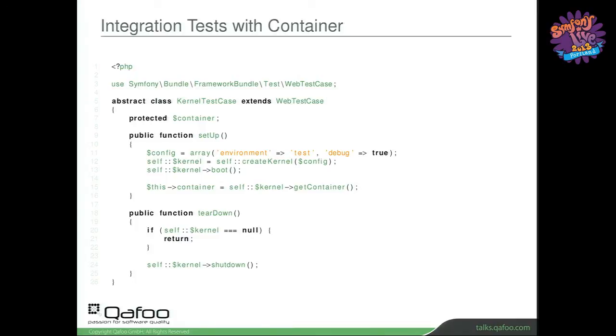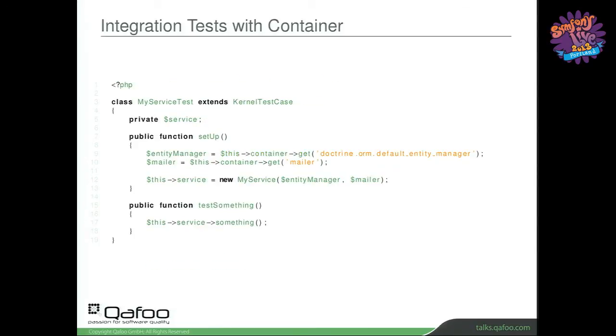So the naming is sort of bad, because we also want to test the application in a little smaller way and not have this HTTP black box testing in some cases. So here you create the kernel and you specify environment test and debug true, and then you boot the kernel and you retrieve the container from the kernel and put it in an instance variable of the test case. And on shutdown, you actually shut down the kernel.